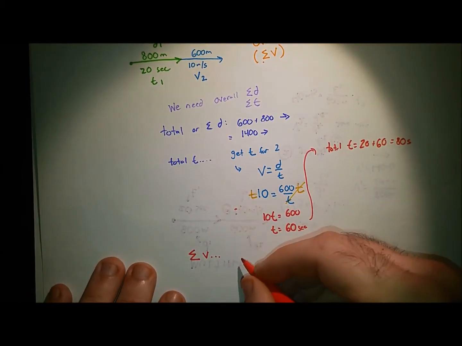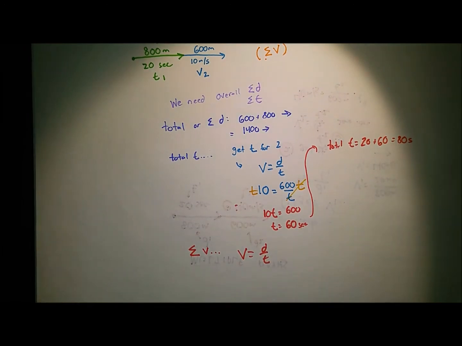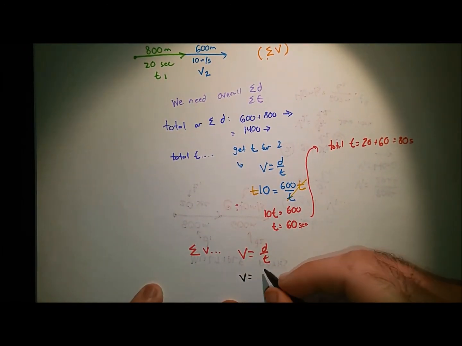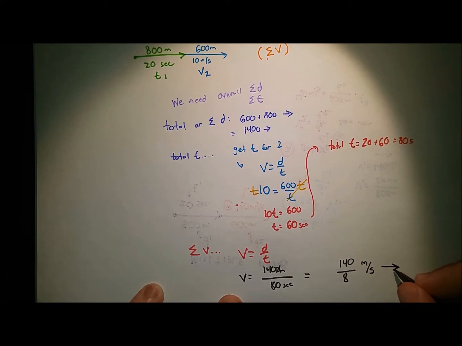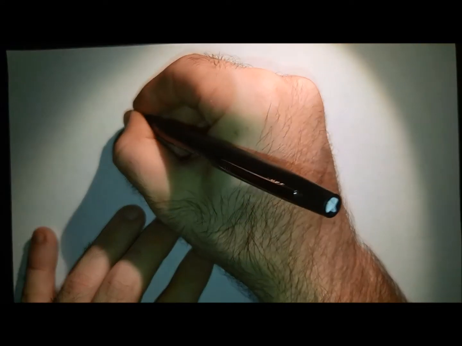Now, to find the total velocity, or sigma velocity, displacement over time, I use the total displacement, which is 1400 meters, and 80 seconds of my total time. And I get 140 over 8 meters per second to the right. That's my vector. And you should reduce that to a mathematical number later on.